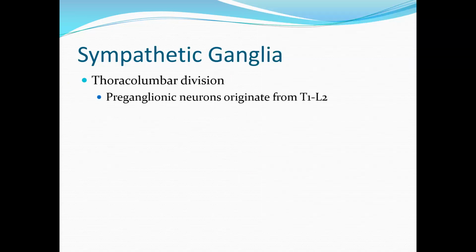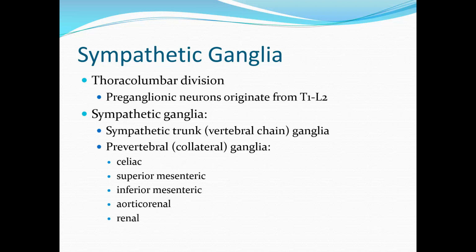So, you have the thoracolumbar division, you have the preganglionic neurons originate from T1 through L2, and the sympathetic ganglia. You have the sympathetic trunk or vertebral chain ganglia, prevertebral or collateral ganglia, and these are celiac, superior mesenteric, inferior mesenteric, aorticorenal, and the renal ganglia.